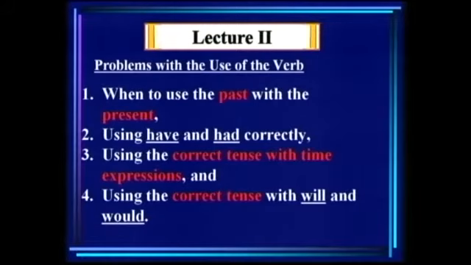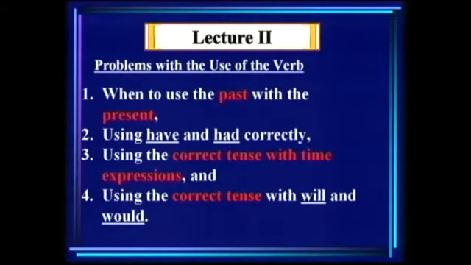Problems with the use of the verb. There are a number of problems that have to do with using the verb. Right. We're going to look at 4 problems. When to use the past with the present, this is one thing. Using have and had correctly. يعني using have and had correctly. انتوا عارفين ان with have and had I always use the past participle. But have will give me one tense and had will give me another tense. امتى استعمل ده وامتى استعمل ده.